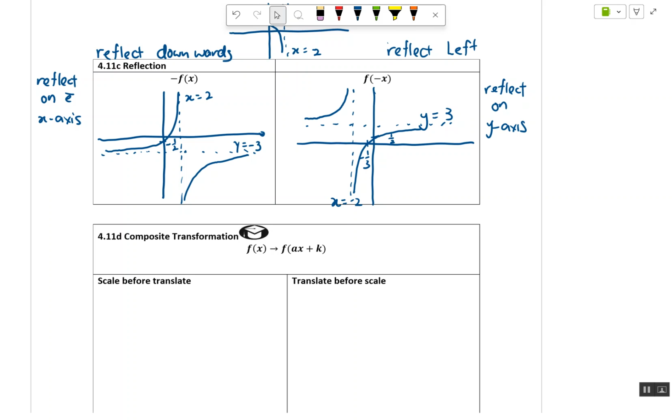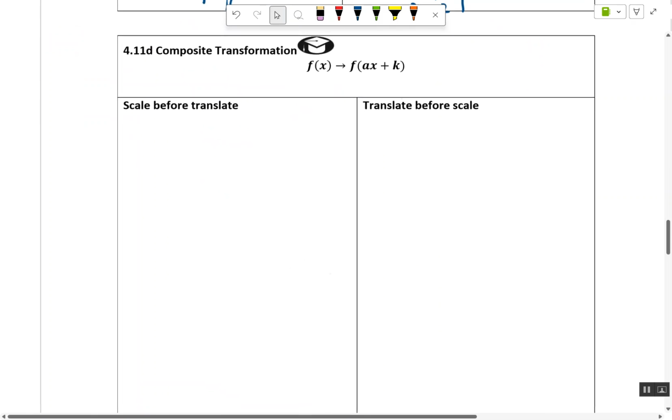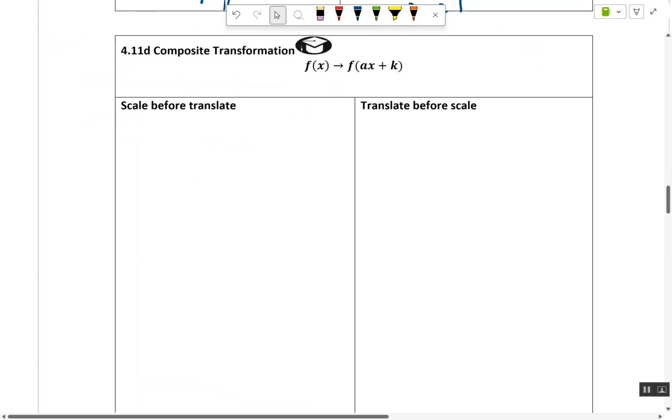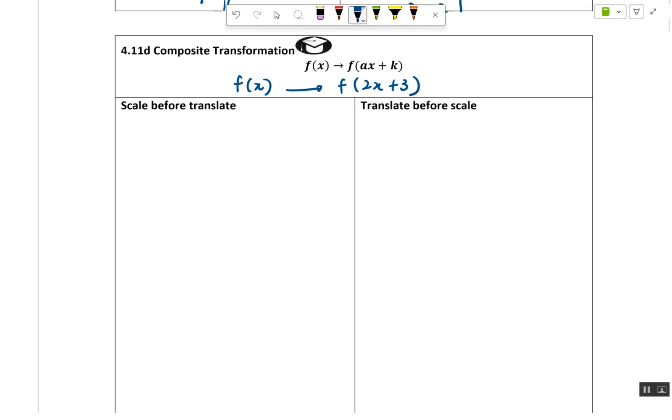Okay. Now when you need to do a composite transformation, there are two ways to do it. For example, if I want to get from f(x) to become f(2x+3), the first step I do, if I do scale first, that means I make it become f(2x) first. Lucius, can you describe to me the transformation?